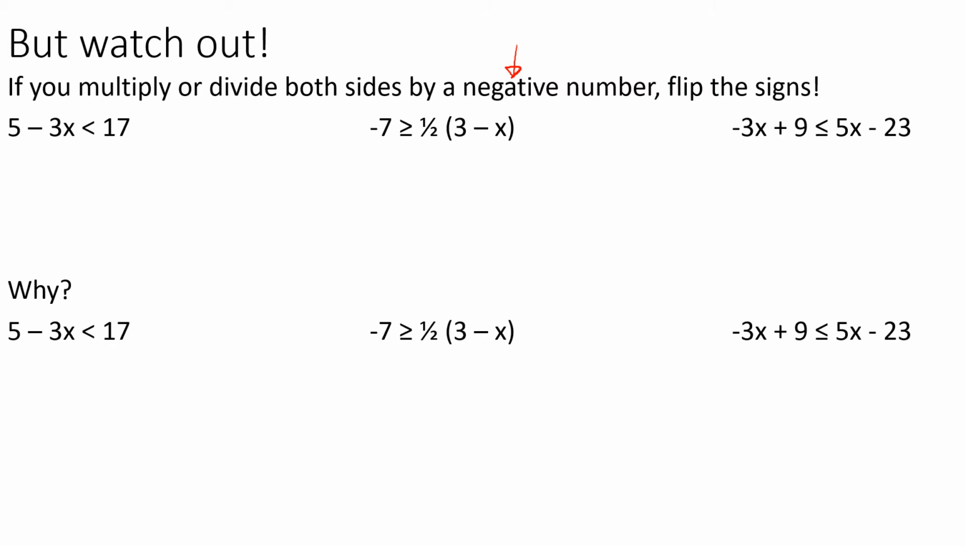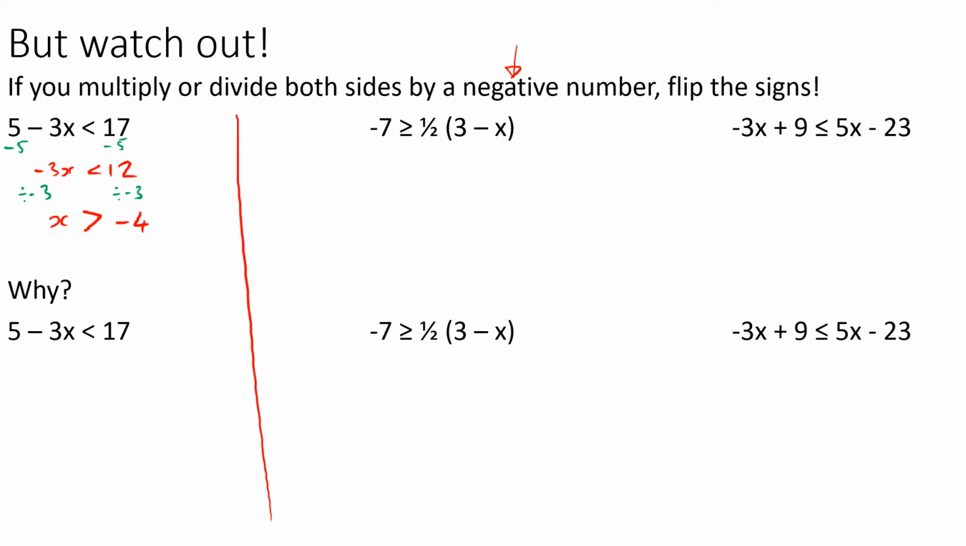So starting off here with 5 minus 3x is less than 17. First thing we're going to do is take away 5 from both sides. And if we do that, we end up with minus 3x is less than 12. And then we're going to divide by minus 3. And we're going to end up with x, we're going to end up with minus 4. And then we're going to flip the sign. It's no longer a less than, it is now a greater than. Okay?